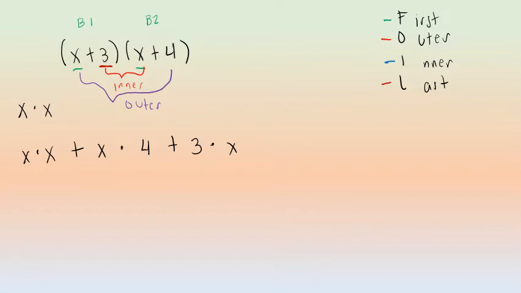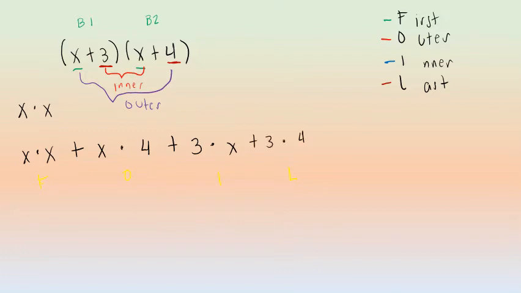Yung last term naman natin sa kanya is si 4. Okay? So, this is your first. Lagyan natin, no? So, this is your first, your outer, your inner, then followed by your last. So, si last is positive 3 multiplied by positive 4.